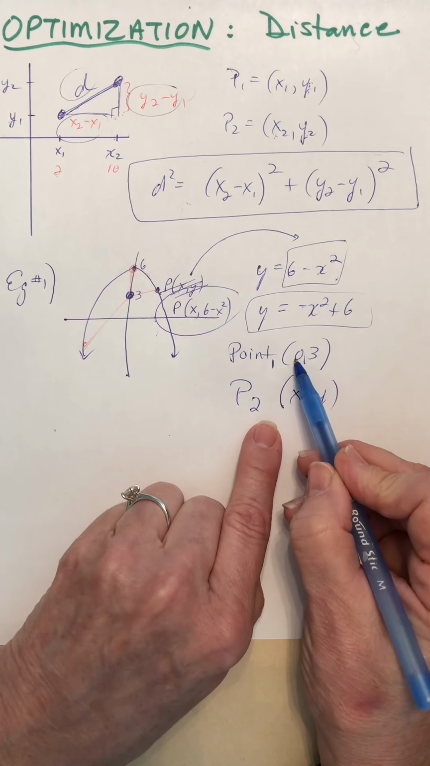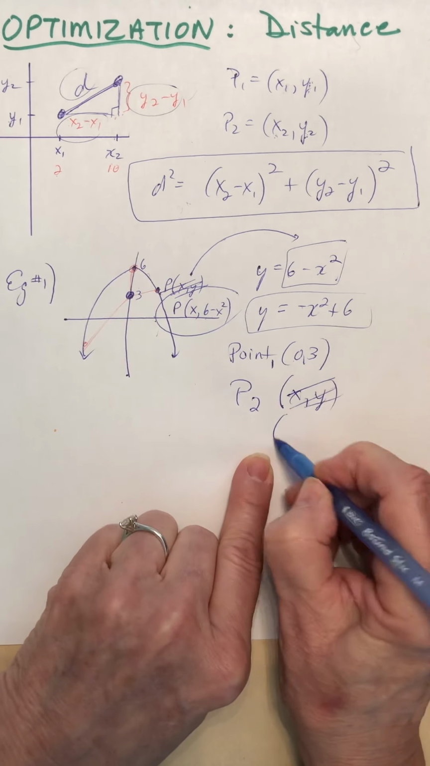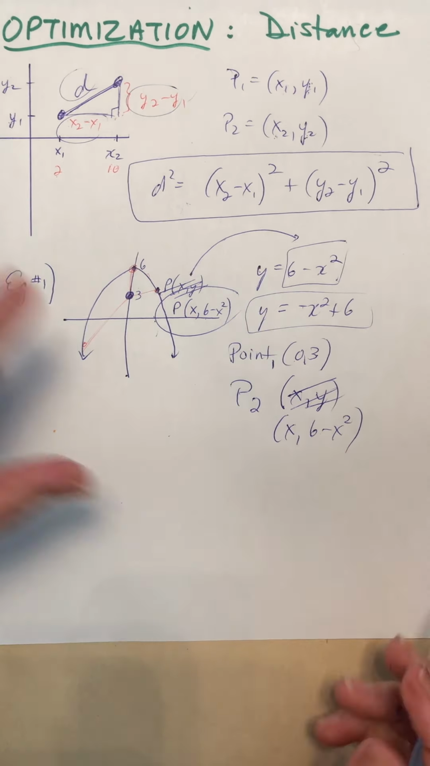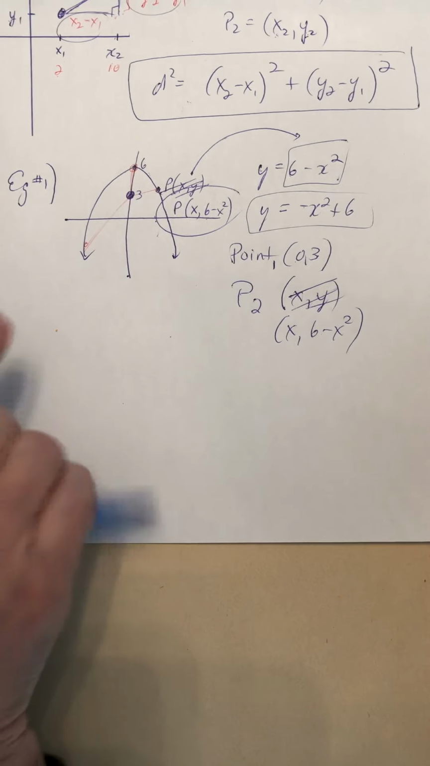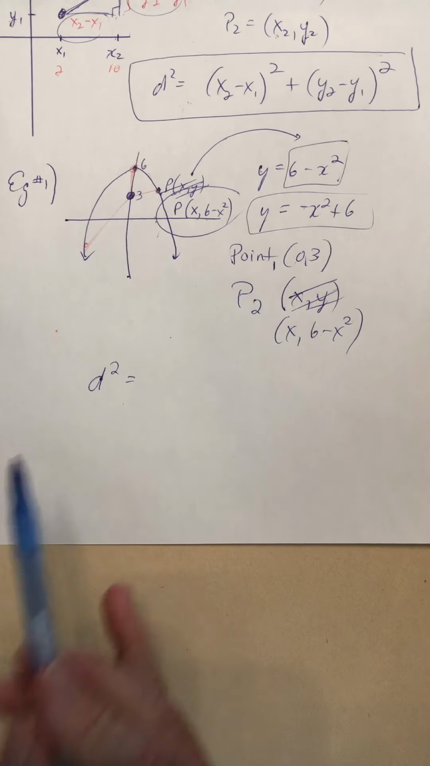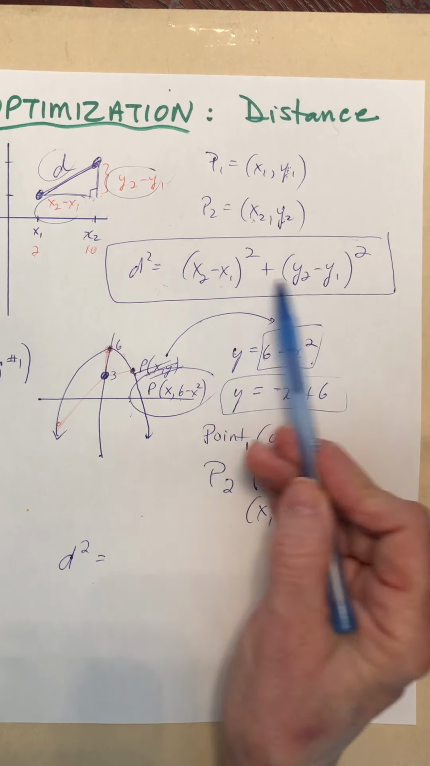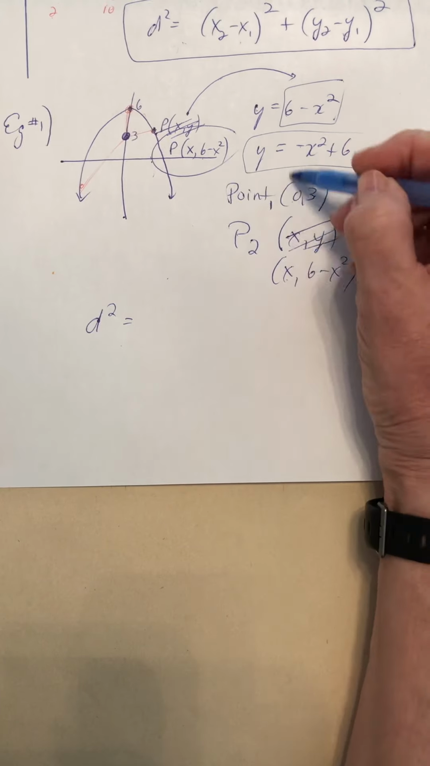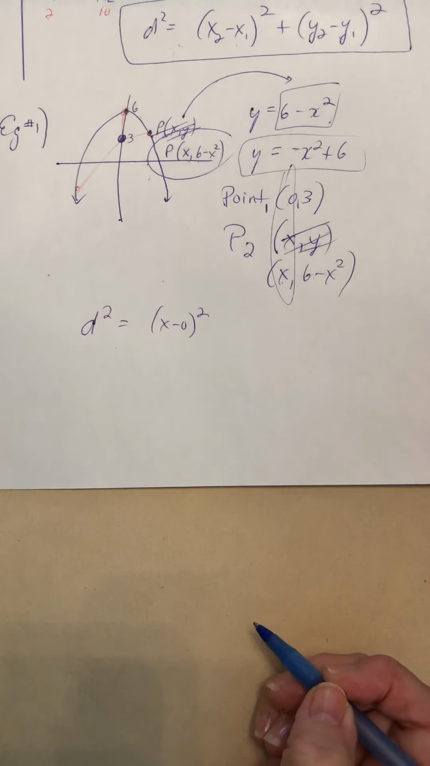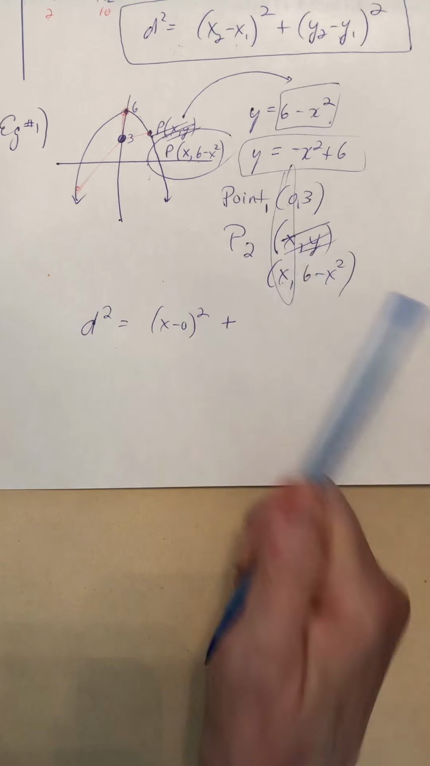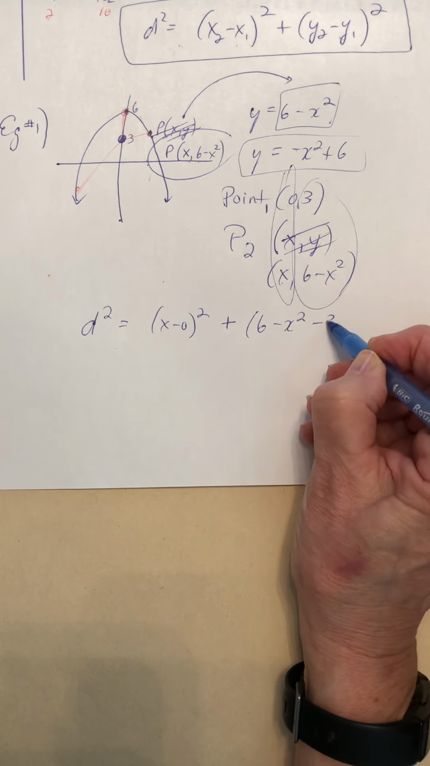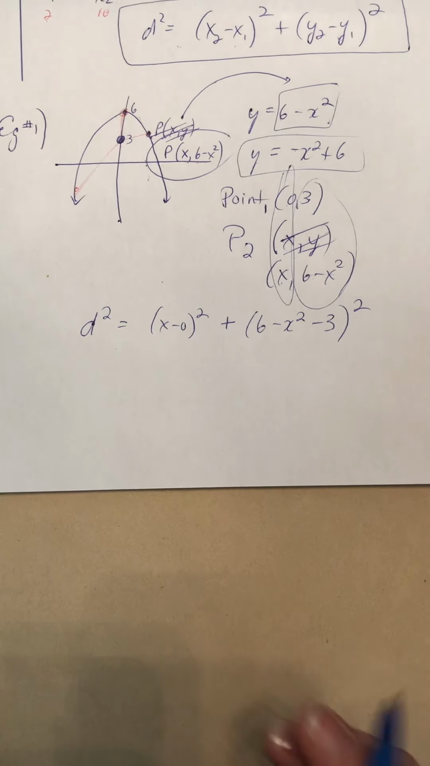I've got this idea of an x1, y1, and I'm going to change this to something more specific. I have an x2, y2. So if I want now a formula for distance of this particular situation, it's d squared equals the difference of your 2 x's, squared, plus the difference of your 2 y's, squared. So here's my 2 x's right here. So I'm going to subtract them. x minus 0, and I'm going to square it. Then the formula says do the same thing for your y's. So I'm going to subtract my 2 y's. So 6 minus x squared minus the 3, and I'm going to square it. So in reality, I'm ready to go.